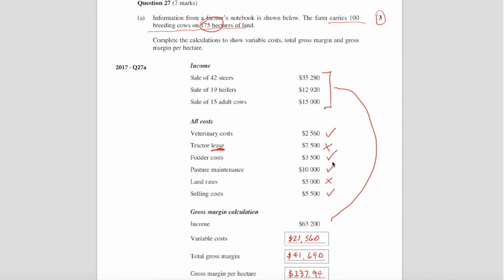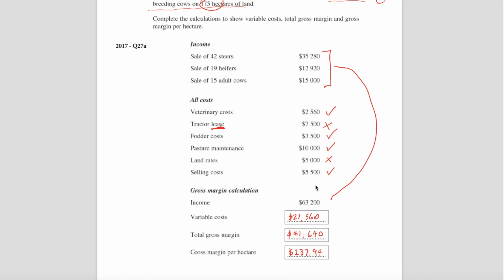Fodder costs is feed costs and you include that. Pasture maintenance, if you didn't have cattle, you wouldn't have pasture, so that is included. Land rates, you'd have to pay anyway, so you don't include that, it's fixed. And lastly, selling costs, of course you do include because you only pay that if you have cattle. So if you add up that one, that one, that one, and that one, you get 21,560.